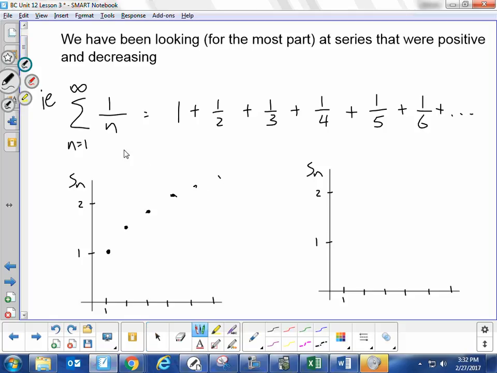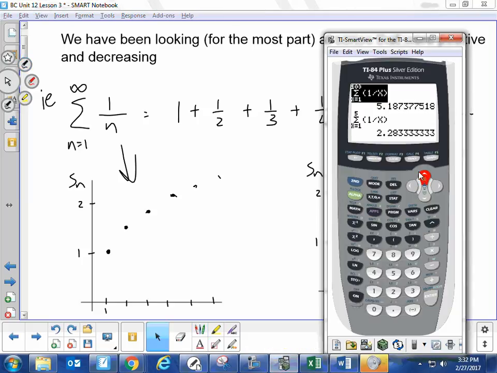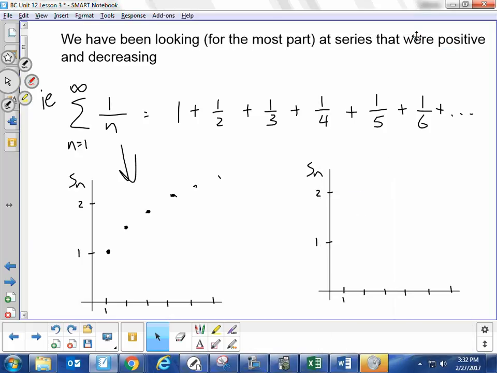We find that for 1 over n, the nth partial sum will never approach a value. It will never have a limit. You can confirm that if you look at the 50th partial sum and the 100th partial sum. Here's the 10th partial sum, here's the 20th partial sum. We go through 2.92, and then we go to 3.59. I go up to the 50th partial sum, 4.49. Maybe we were converging towards 4.5. But then I go to the 100th, and I get 5.18. So what we find is, though we will grow slowly, we will continuously grow with 1 over n.